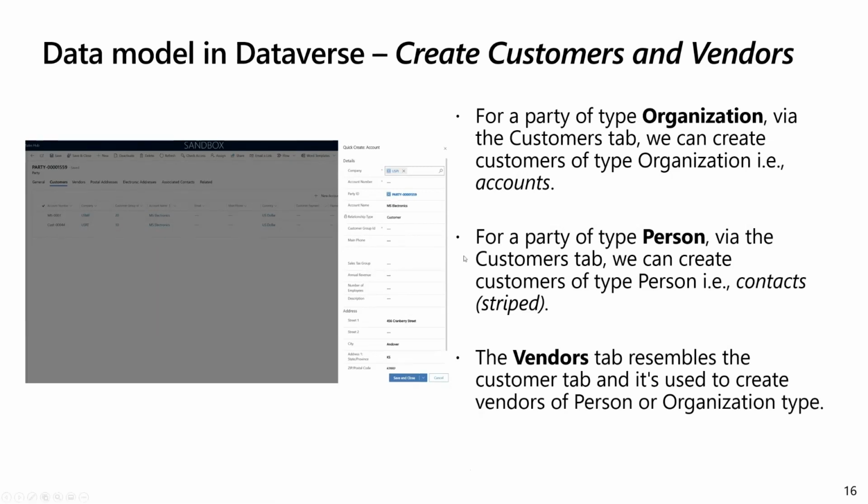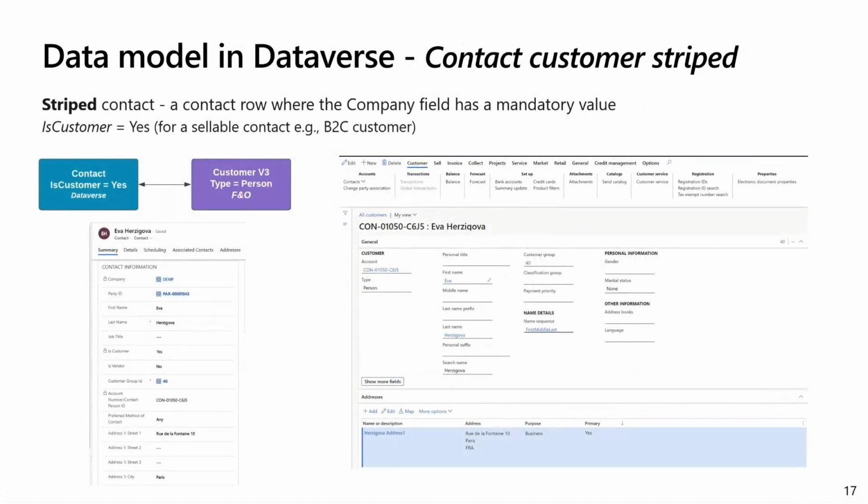Let's discuss next in more detail the process for creating customers and vendors of type person in Dataverse and see how these records land in FNO. Now, a customer of type person will be created from the contact table. There are two ways to do this. We can create either the party record first and then from the customers tab create the contact record using the quick create form, or we can create the contact directly from the normal entry in the sitemap using the usual form. We're creating the contact for a customer.